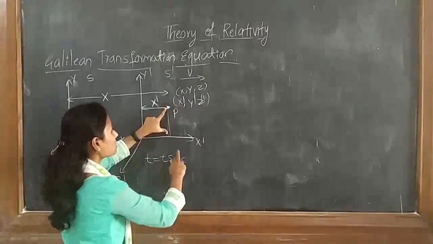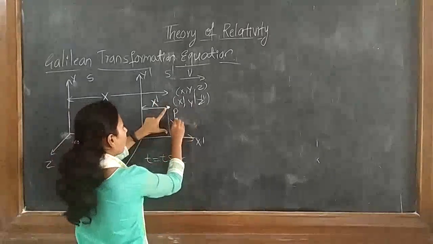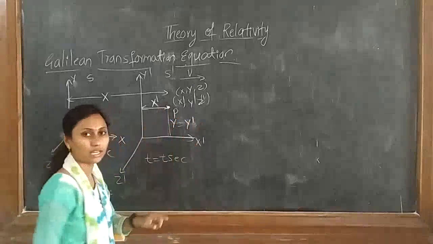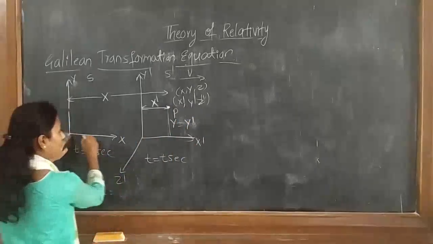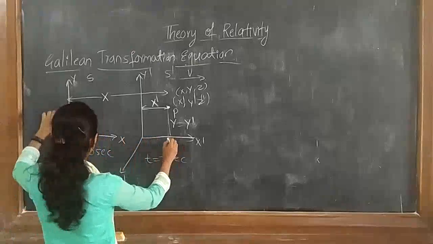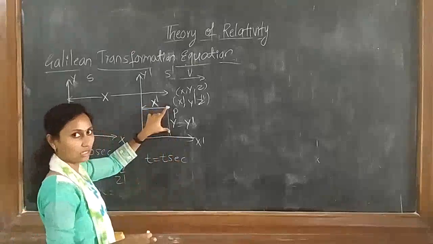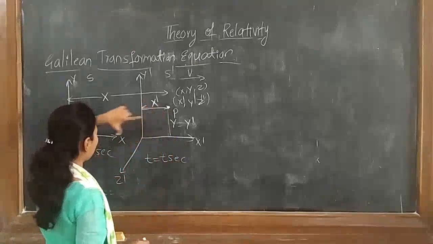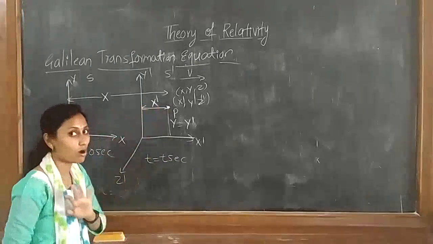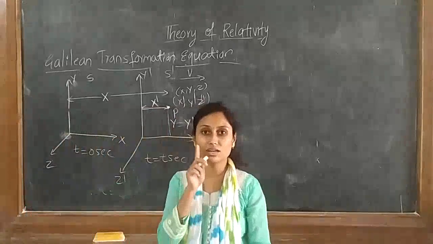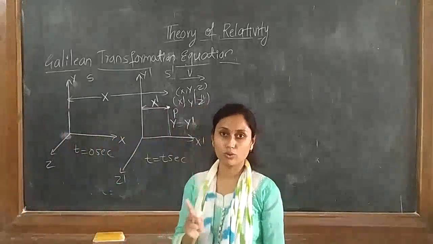According to the second frame also, y dash. Means y is equal to y dash, can we take? Because there is no change along the y-axis. Only the change is happening along the x-axis. The y-axis remains constant. At the same time, the z-axis also remains constant, so the z value is also not changing. Only the x value is going to change.